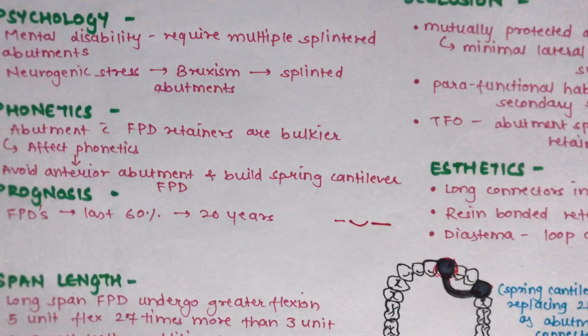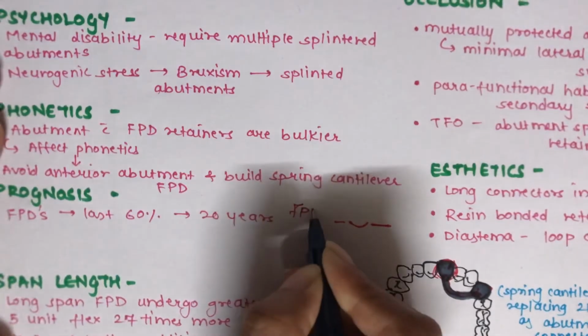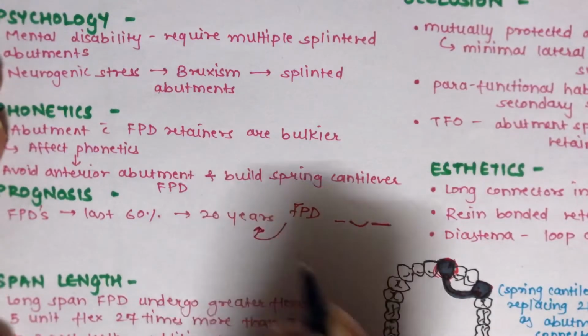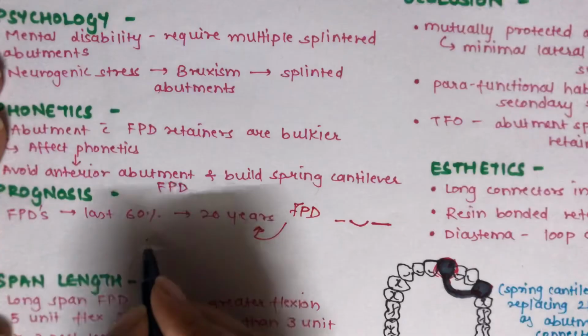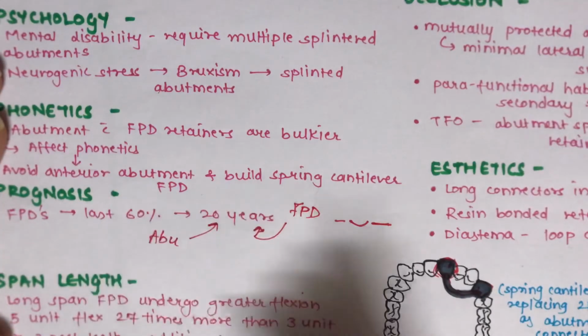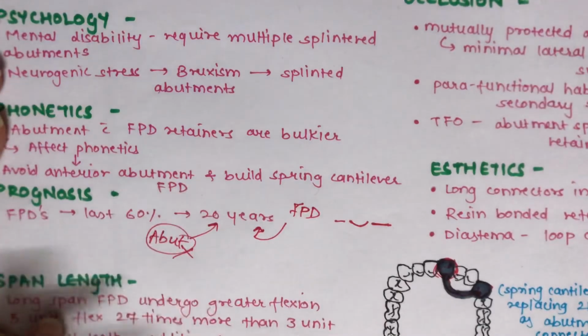So generally FPDs are designed to last 60% of the time over a period of 20 years. So your ideal FPD should last for at least 20 years. If the abutment health is compromised such that it will not last this long, in that case you have to avoid that abutment. If you think your abutment cannot last for at least 20 years, you are not using this abutment.